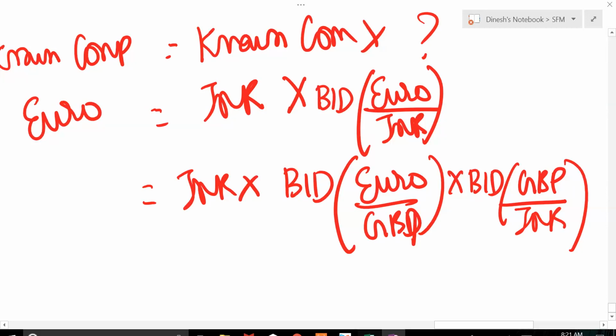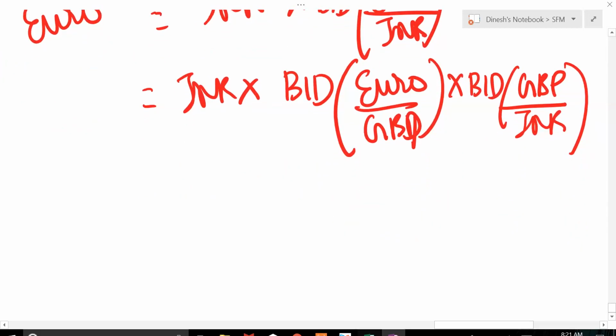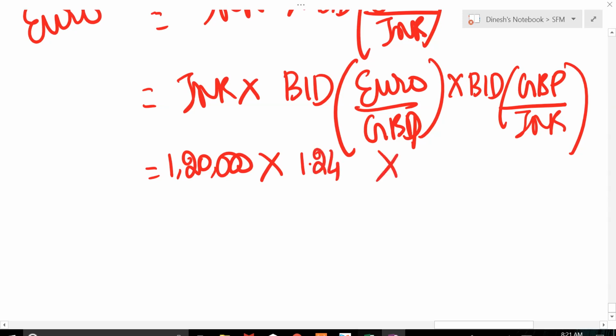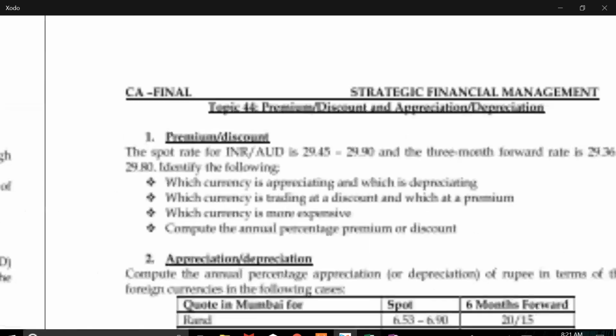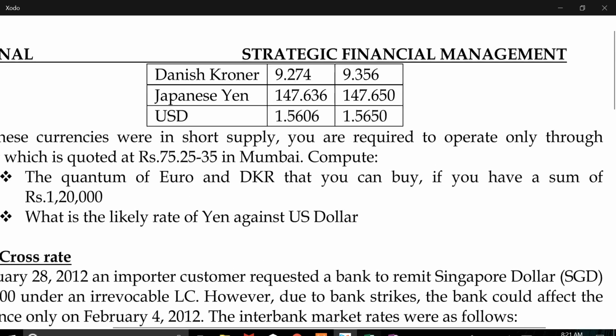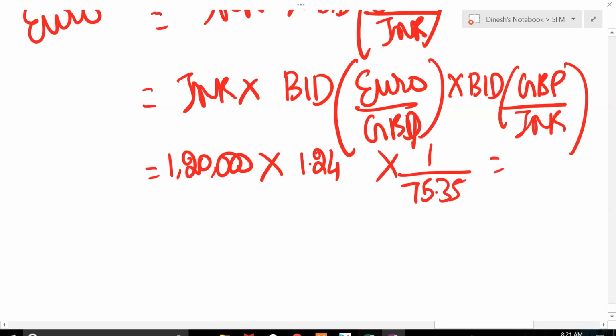Any doubts till now? Now the problem is almost over. If you have got till this stage, 1,20,000. Do you have euro per GBP in the question? Euro per GBP, tell me the value. Bid rate, 1.24. Do you have GBP per INR? No, 1 by ask. 75 point. And you got to the answer, that's all.